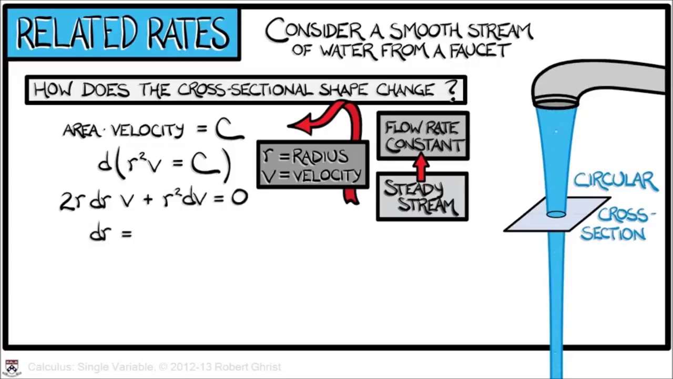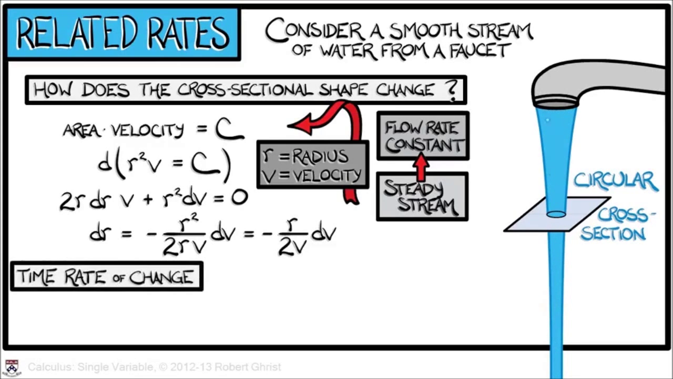Now we can do a little bit of algebra to get our hands on dr. That is negative r squared over 2rv times dv. We can simplify that, canceling the r's, to negative r over 2v dv. And now, let's say we wanted to know how that radius is changing with respect to time. The time rate of change would be dr/dt, which we can write as negative r over 2v times dv/dt. What can we say now to simplify things?